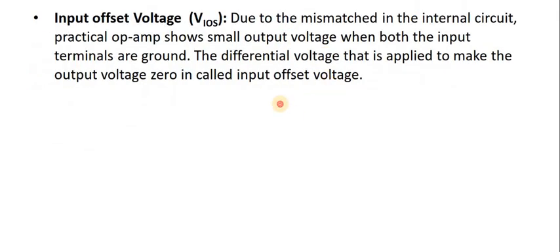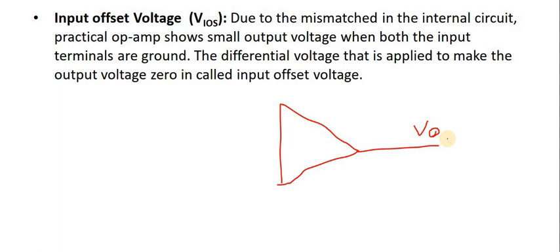Input offset voltage. Now what is happening? You are getting some output when your input is zero, but this output offset creates lots of problems in the circuit. So to nullify this output offset, we need to apply some differential voltage at the input terminal. The differential voltage applied at the input terminal to nullify the output is called the input offset voltage.